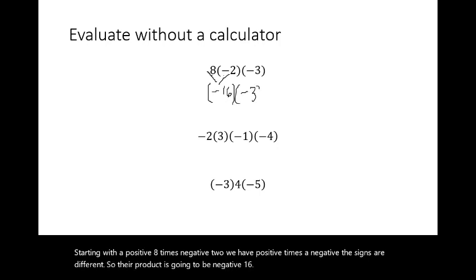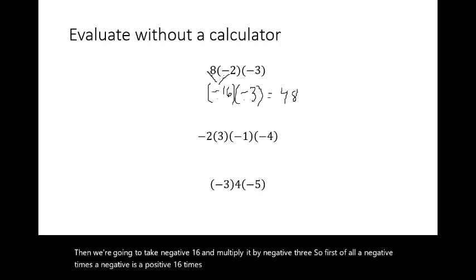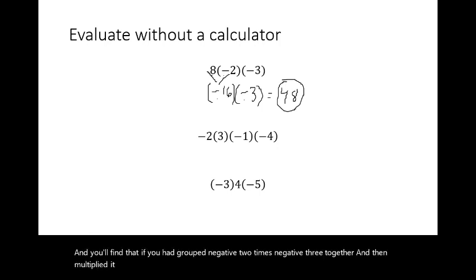Then we're going to take negative 16 and multiply it by negative 3. First of all, a negative times a negative is a positive. 16 times 3 is 48. And you'll find that if you had grouped negative 2 times negative 3 together and then multiplied it by 8, you would have still gotten 48. So order doesn't matter with multiplication.